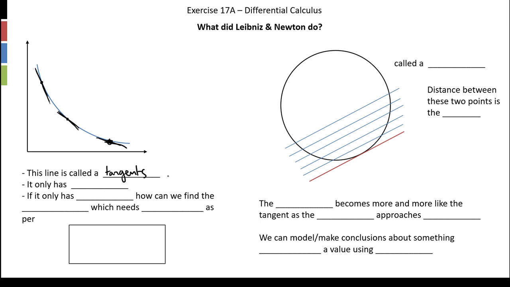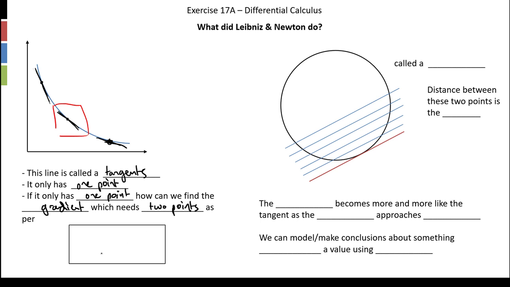tangents. Now tangent has a similar word in the English language coming from the same Latin root, and that is tangible. Tangible means to touch. These tangents just touch our function. Now the important thing about each one of these, if we look at this one in isolation, is that it only has 1 point. So since it only has 1 point, how can we find the gradient, which needs 2 points?